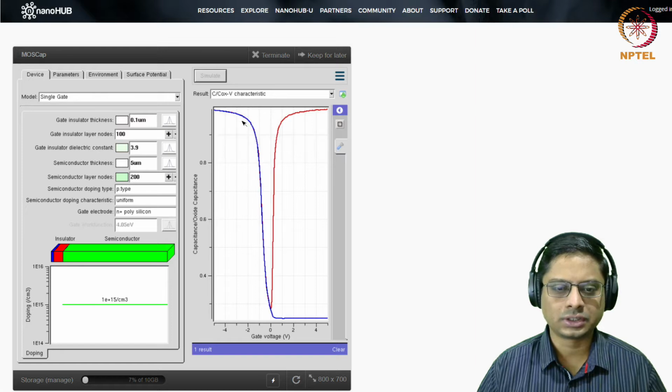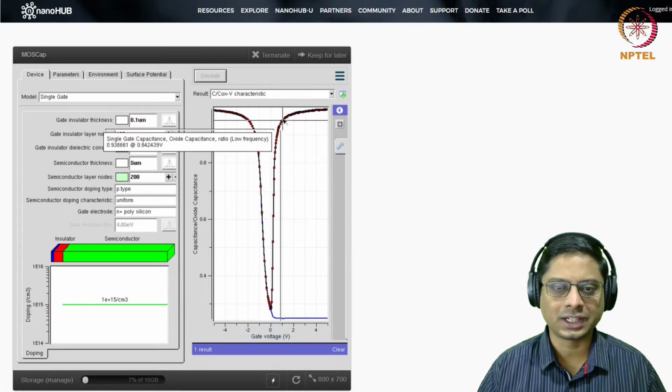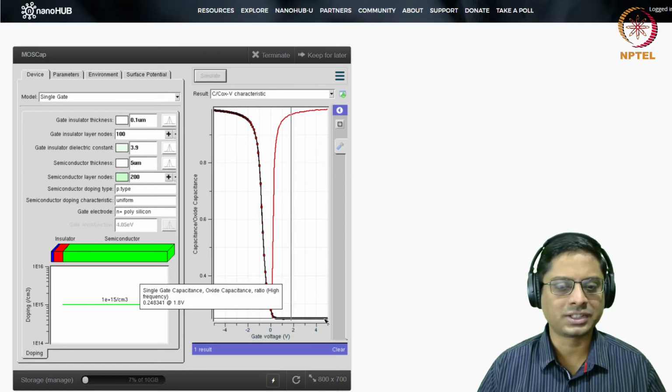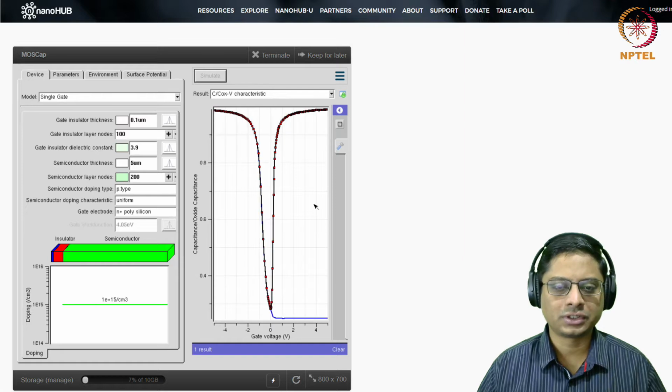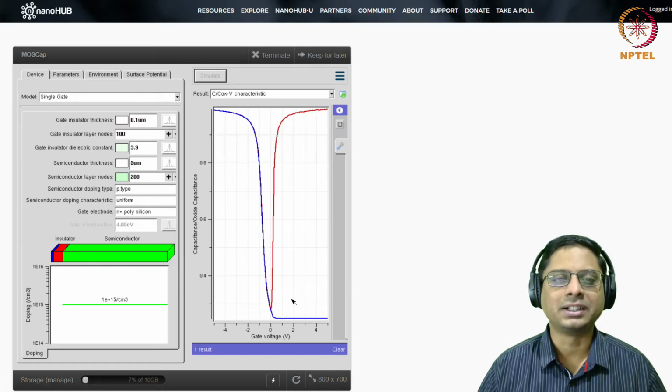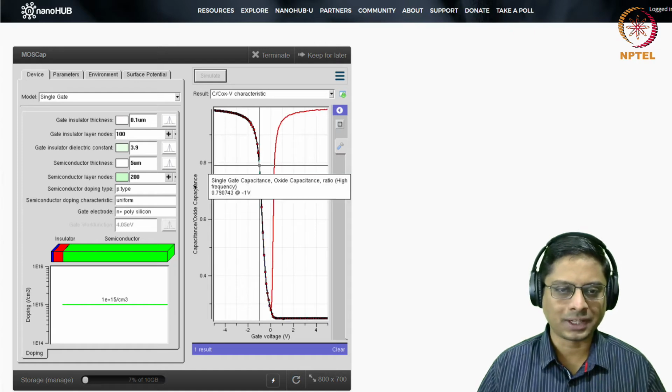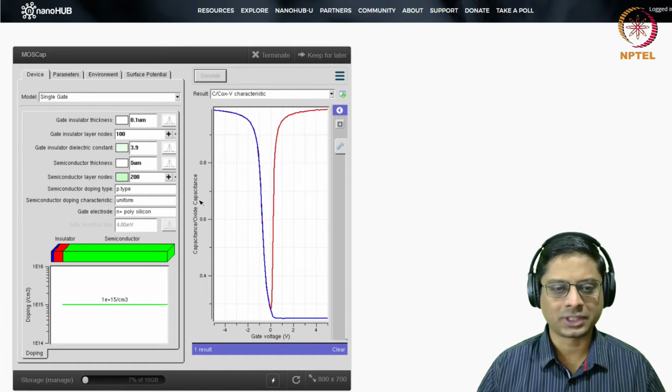So we see that the red curve is a LFCV and the blue curve is a HFCV. So we see the characteristic pattern that we explained in the class, in the lectures. You see this. So this is the normalized CV, okay, capacitance by oxide capacitance.